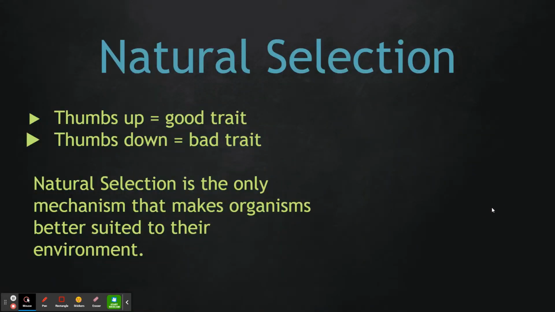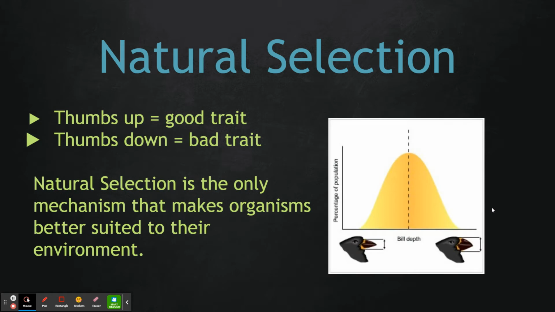So as you remember, natural selection, if a trait is good for the population, it's going to allow that trait to be passed on and become more common. And if a trait is bad or makes you less fit for your environment, that trait's going to eventually disappear or become less common. So natural selection is a mechanism that makes organisms better suited to their environment.